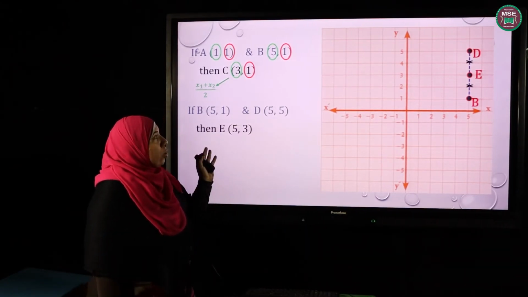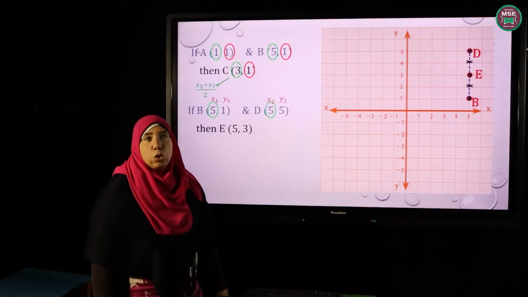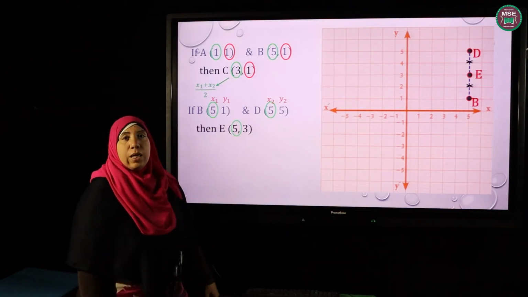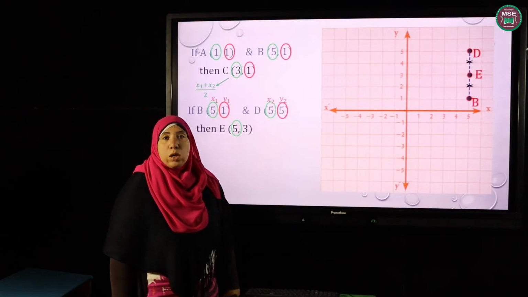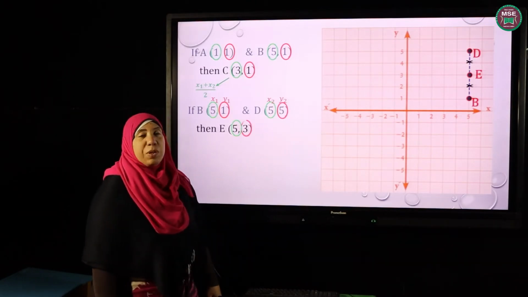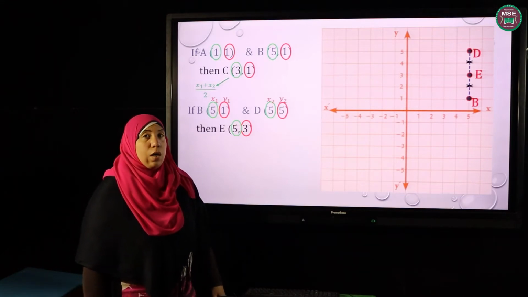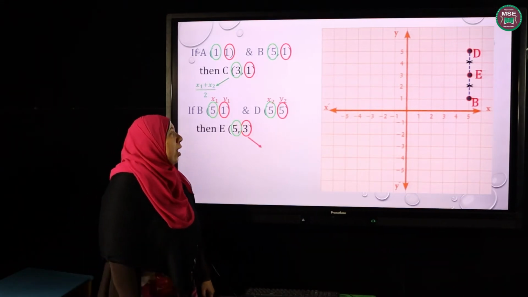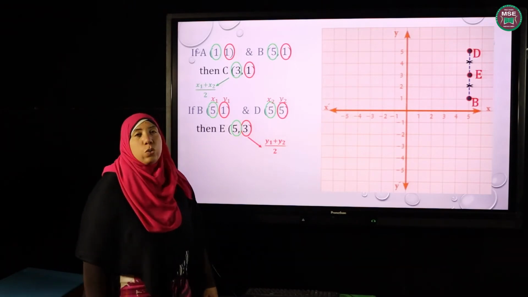Now, in the vertical line, you will find that x1 and x2 are the same, so they will be the same in the midpoint. The difference here is y1 and y2, so it's different in the midpoint. To find the y coordinate of the midpoint, I make y1 plus y2 over 2.